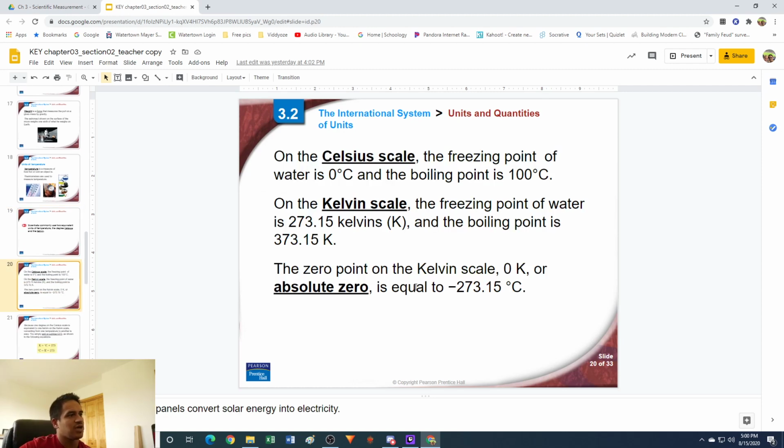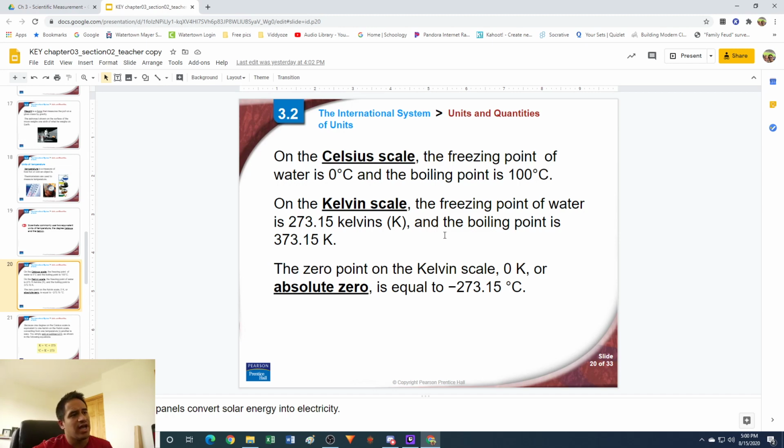The Celsius scale is based on the boiling point and freezing point of water. Water freezes at 0 degrees Celsius and boils at 100 degrees Celsius. And the Kelvin scale is also based on the freezing and boiling points of water, but it's also based on what is known as absolute zero.